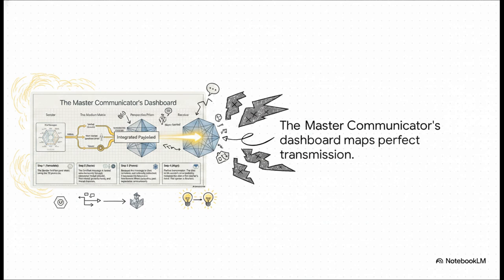Step 1. The sender formulates and fortifies a pure intent using the 7Cs hexagon. Step 2. That fortified payload is strategically routed simultaneously through calculated verbal words, nonverbal posture, and visual channels. Step 3. Because the integrated payload is clear, complete, and culturally calibrated, it successfully pierces right through the receiver's perspective prism and all those interference filters. And Step 4. Perfect transmission. The idea in the sender's mind perfectly matches the idea in the receiver's mind.